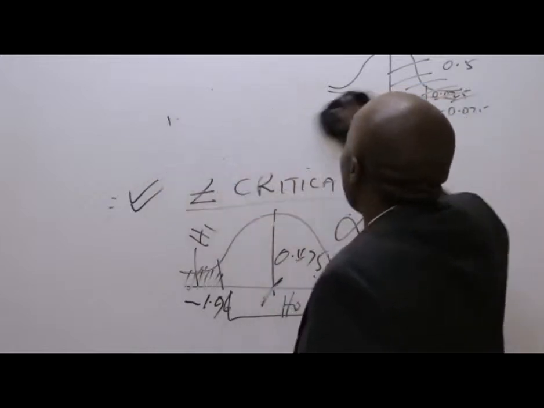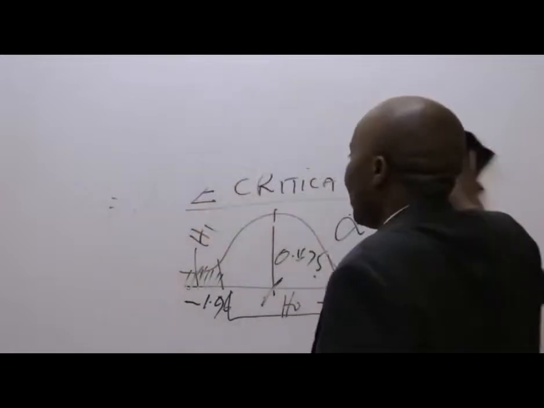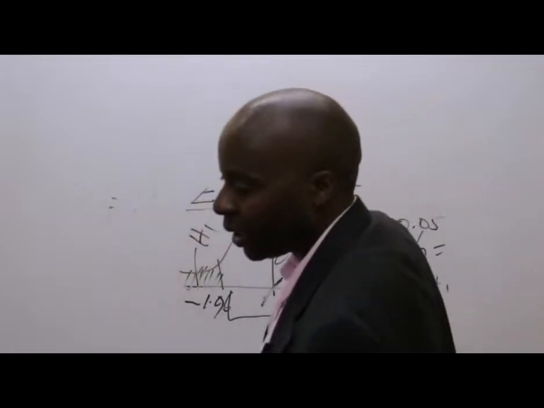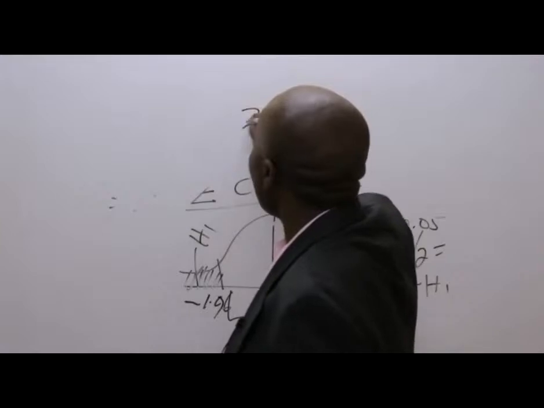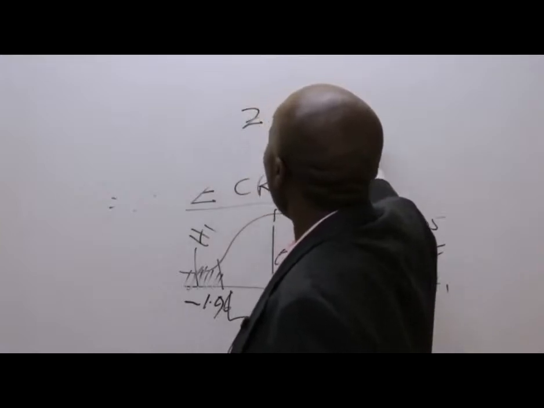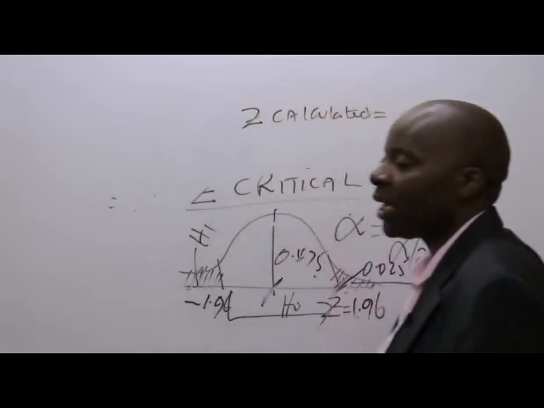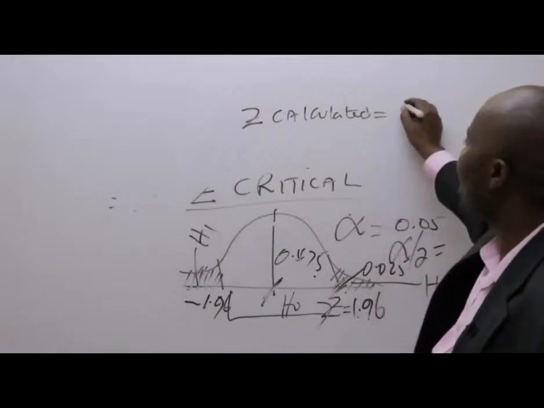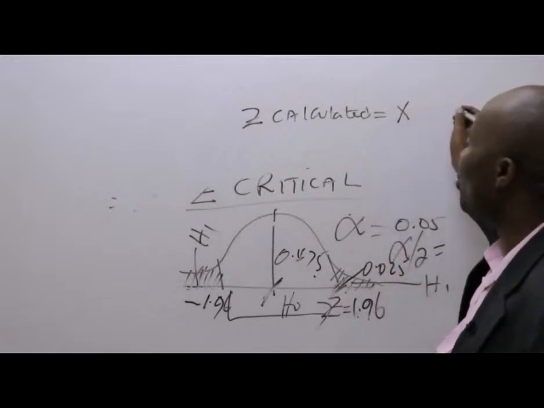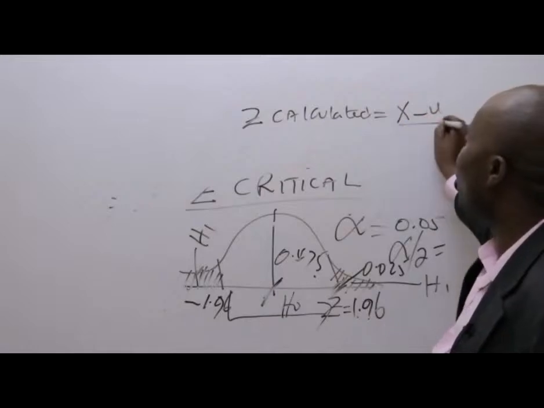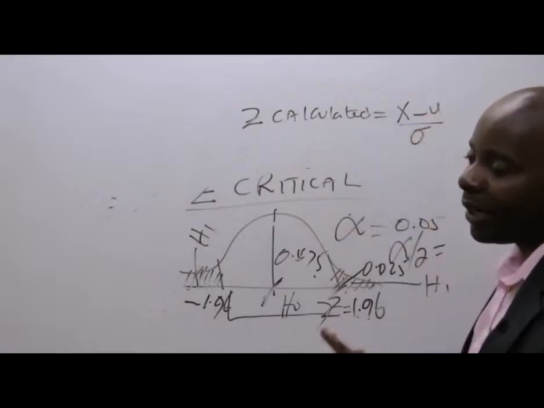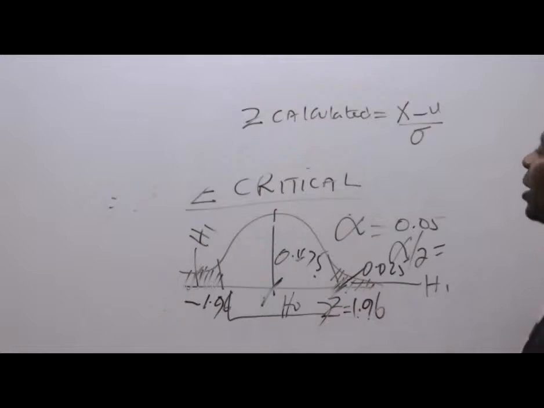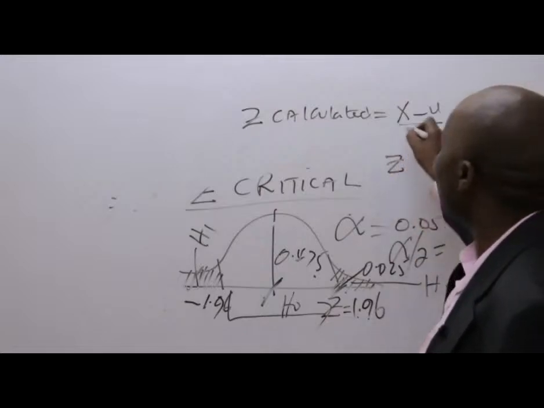So Z calculated. Go ahead and mention Z calculated. I know we are so much used to our normal Z, where we say that our Z is X minus mu, all over the standard deviation. This time around, you're not going to make use of this.